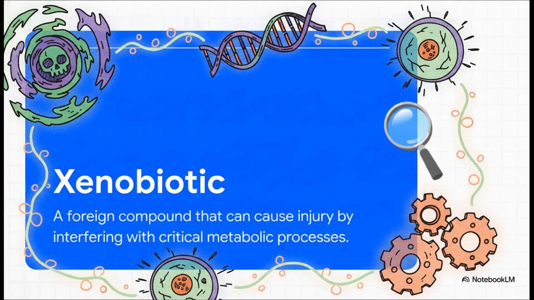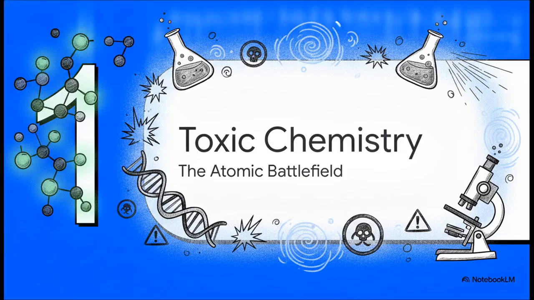Before we get into the heavy chemistry, let's formally introduce our invader for this journey. In the toxicology world, this invader is known as a xenobiotic. Now, a xenobiotic is basically just a compound that is completely foreign to a living system. When it sneaks into the body, it can cause some serious injury by messing with our critical metabolic processes, damaging our cellular structural integrity, or literally altering our genetic material. To really understand poisoning, we have to first understand how these xenobiotics speak the body's molecular language. So let's jump right into Section 1, Toxic Chemistry and Molecules.